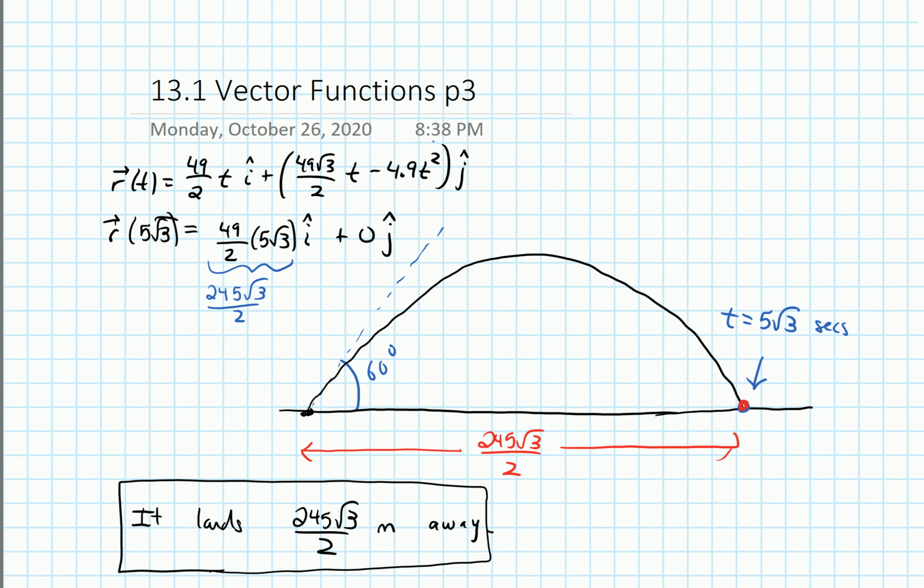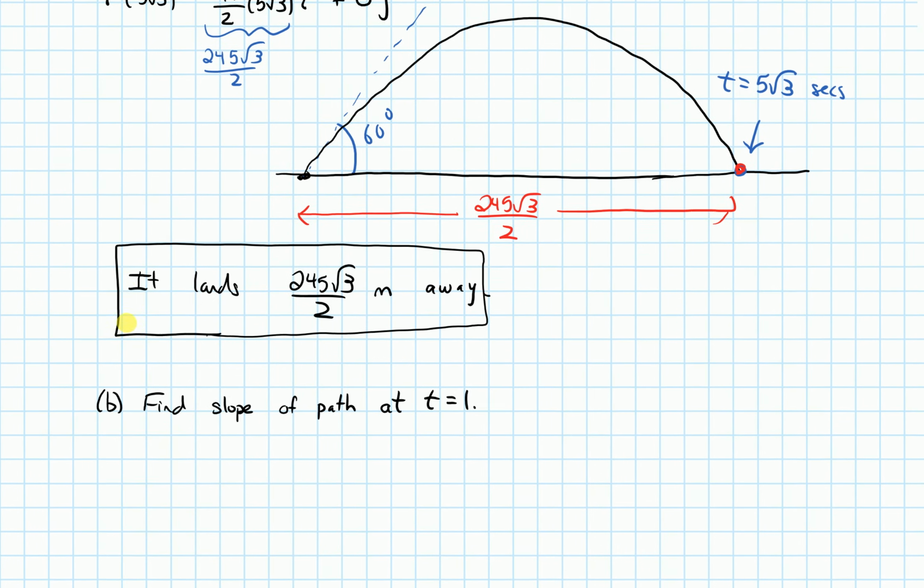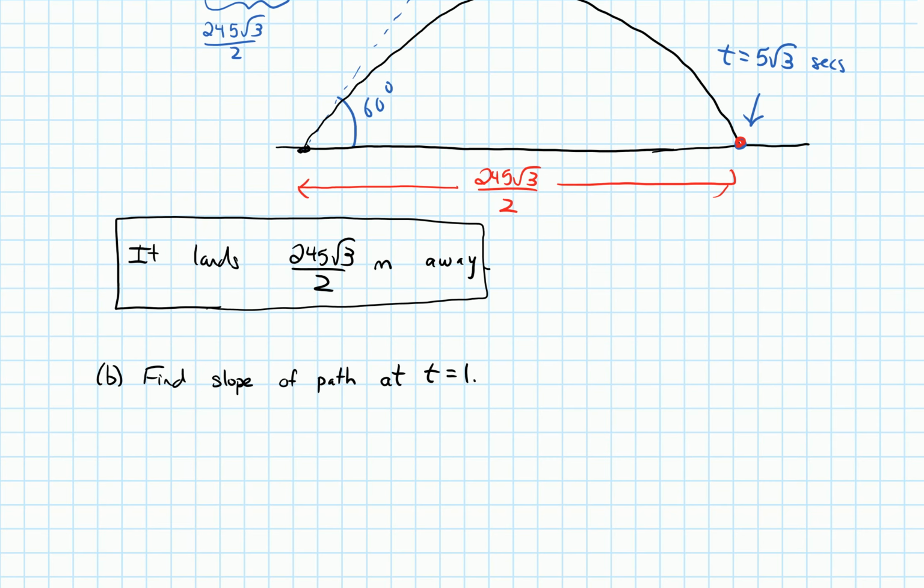All right. So there's a lot to this problem, a lot of steps. So I definitely encourage you to pause the video, rewatch it, and if you have questions about it, definitely ask. Alrighty, so let's do another part of this problem. So let's find the slope of the path made by this object at t equals 1.